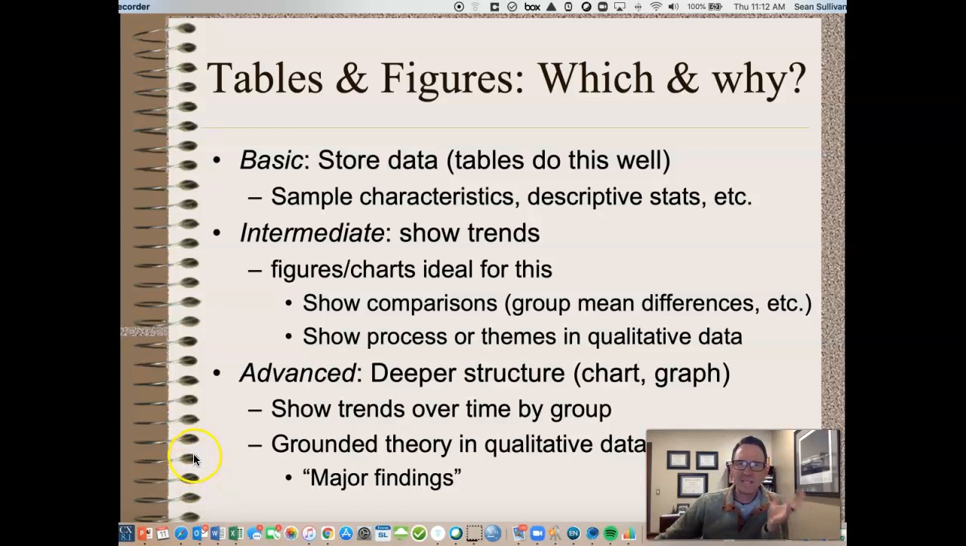Obviously, basic tables and basic figures are meant to store a large amount of data. So for those of you doing survey type research, you have a lot of data, and your reader doesn't want to look through all of it. Your reader wants to get a feel for your data through a snapshot, and basic tables or figures are this snapshot, and especially tables store basic information well.